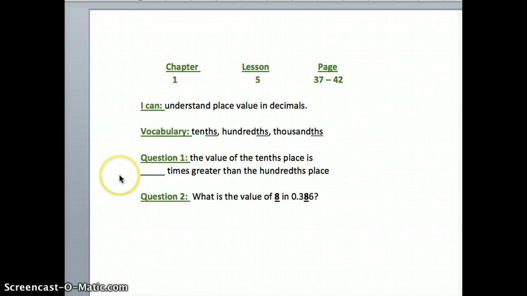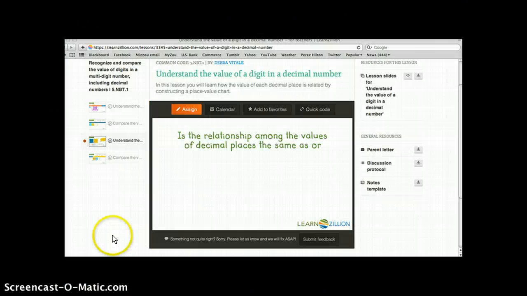Question 1, the value of the tenths place is blank times greater than the hundredths place. So keep an eye out for that question during the video. Question 2, what is the value of the 8 in this number? So here's a video to help you understand place value in the decimals place.